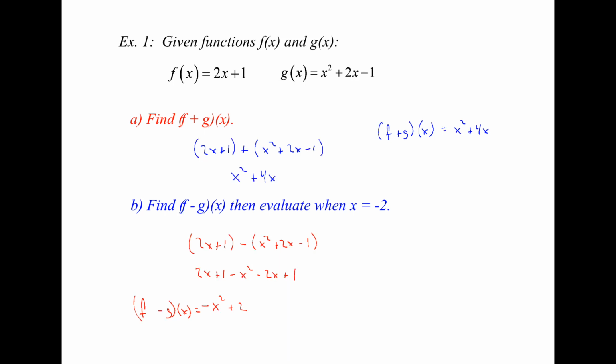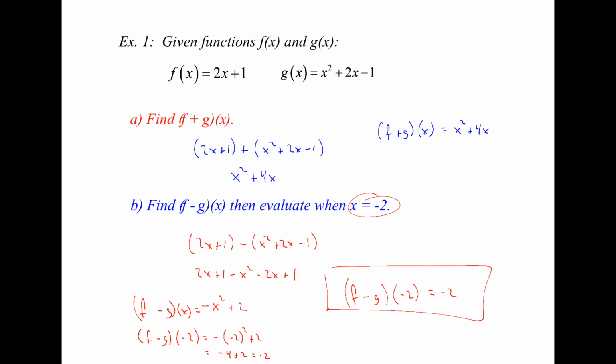Now on this one, it does want us to evaluate when x is equal to negative 2. So we can plug that in. We can say f minus g of negative 2, and then you make sure you square the negative 2 and then add 2. So that would be negative 4, because negative 2 squared is positive 4, but then the negative on the outside, plus 2 is equal to negative 2. So we would want to say f minus g of negative 2 is actually equal to negative 2 also. So you got two parts there.